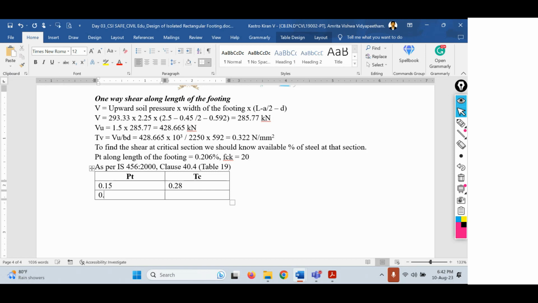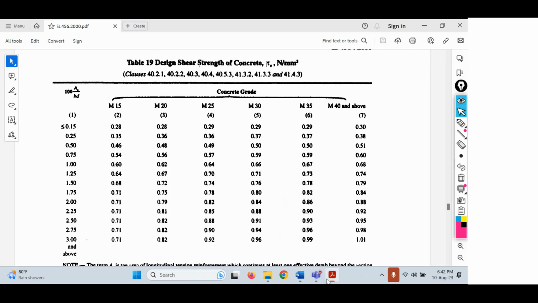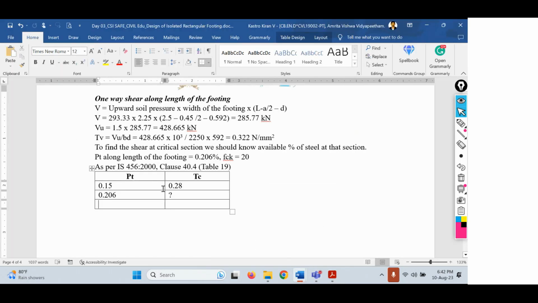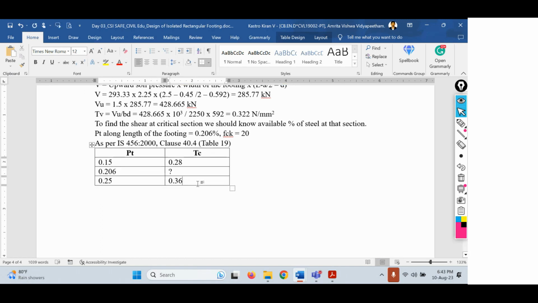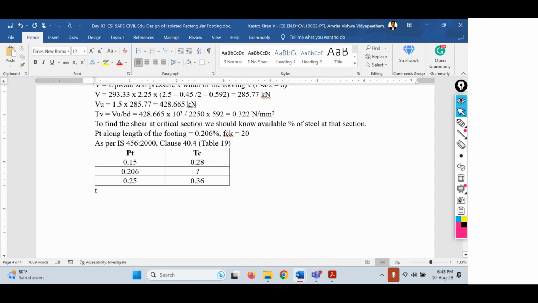So in between that, we have our value that is 0.206. We have to find out this value. And then the other dimension is 0.25, the value is 0.36. For 0.25, the value is 0.36. So for this, if you do the interpolation, I hope you are aware of how to do the interpolation, so I'll not go into the details of that. So we can get the value of tau C when PT equals 0.206, the tau C value equals 0.3248. That is in terms of megapascals, that is newtons per mm square.